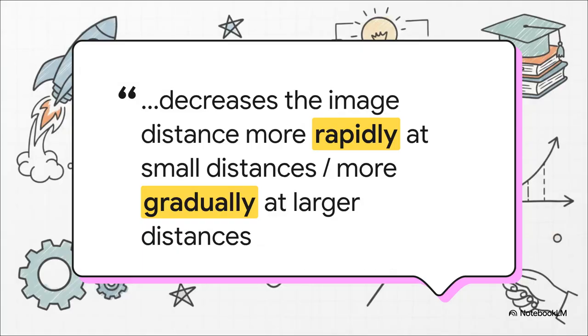But here's the trap. The mark scheme is very clear. You can't just say inversely proportional. Why not? Because that's a very specific mathematical relationship, and this graph is clearly a curve. To get the mark, you have to describe the shape of that curve. You have to notice how the image distance drops really fast at the beginning when the object is close, but then it starts to flatten out and decrease much more slowly as the object gets further away. That's the kind of detail the examiner is looking for.